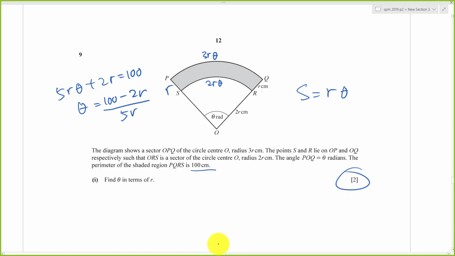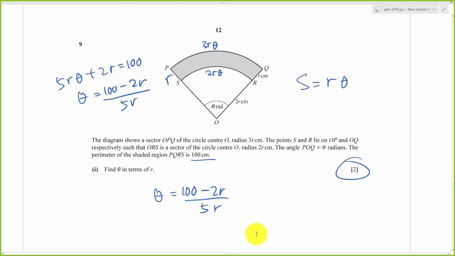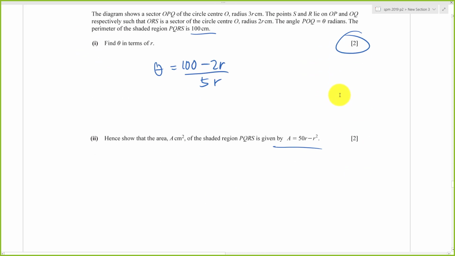Done. This is how I get the 2 marks here by using the 100 information here. So theta equals (100 minus 2R) over 5R. Then, hence show that the area of the shaded region is this one. So how am I going to get the area of the shaded region? I'm basically using the bigger sector minus the smaller sector.